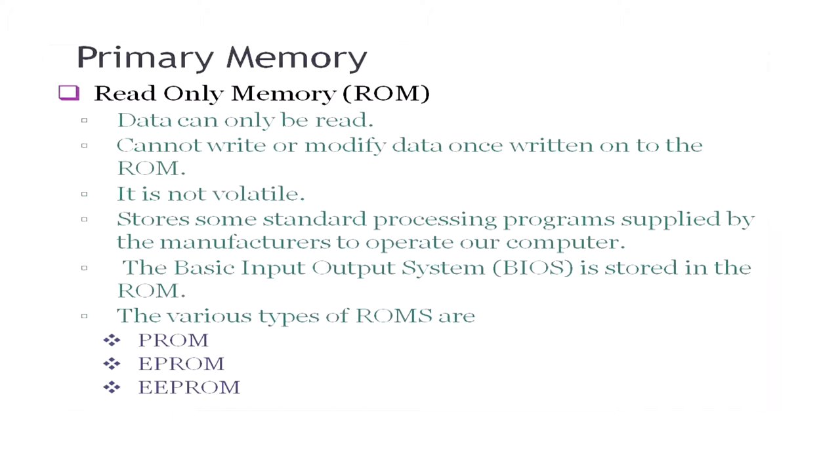The second type of primary memory is the ROM, that is the read-only memory. Again, the name suggests its property that data can only be read from it. We cannot write, we cannot modify data once written onto ROM, and it is non-volatile. Non-volatile means the data is not lost even if the computer is switched off. It stores some standard processing programs supplied by the manufacturer.